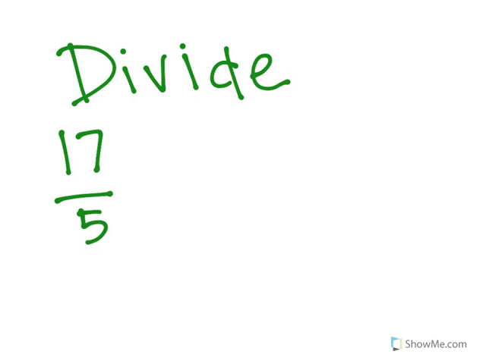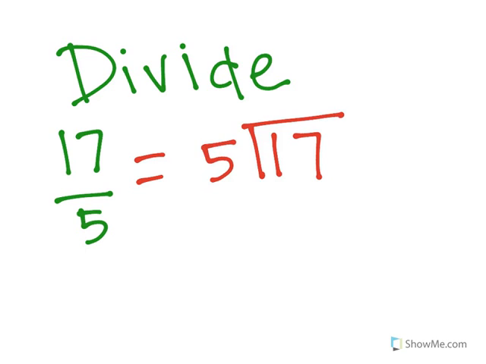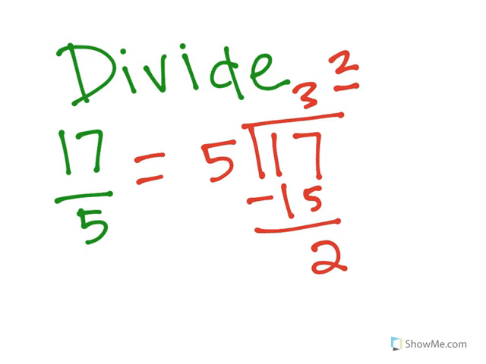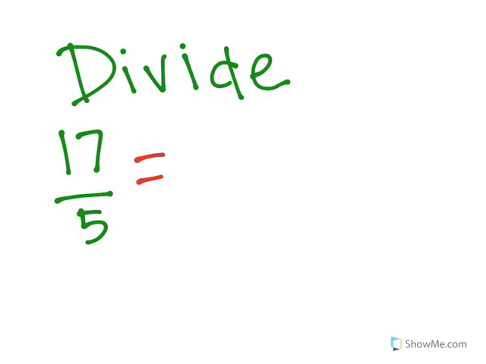I also know that any fraction is a division problem, so I can divide to solve this as well. I can tell myself 17 divided by 5. I know that 5 goes into 17 3 times, and I know that I have 2 left over. 3 2/5, because this is my denominator, is my answer.